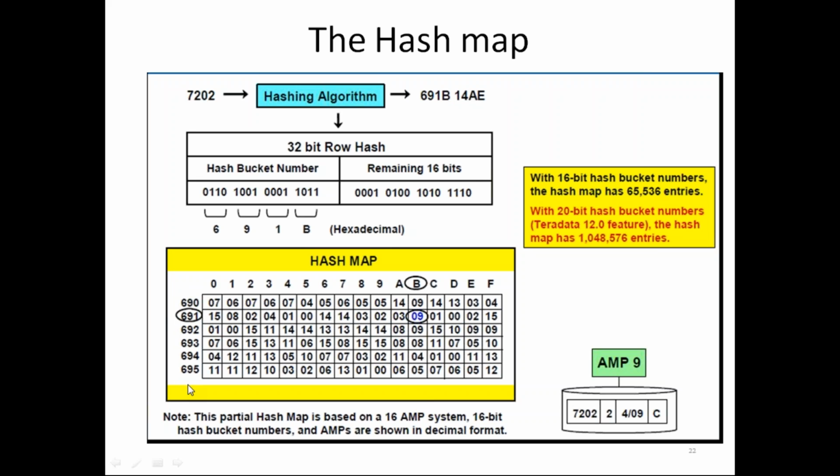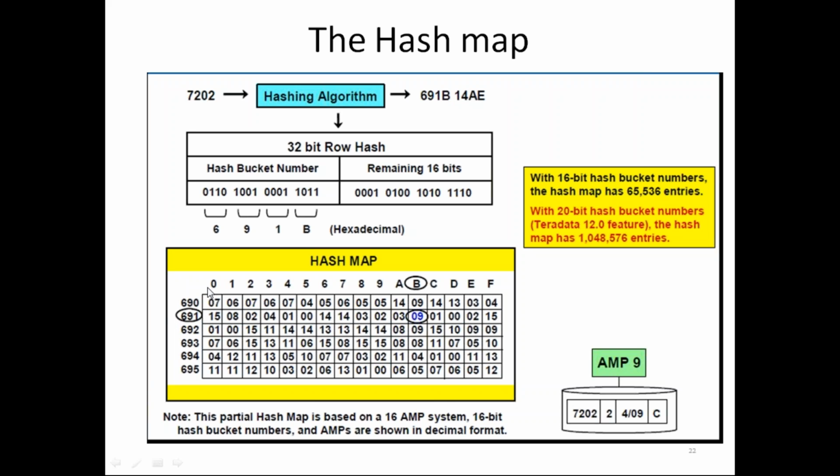You can consider if it is a 32 amp system. For example, we have considered here a 16 amp system. Here, in the hash bucket values, if you observe, the minimum value is 0 and the maximum value is 15. So how many amps do we have? 0 to 15 means 16 amps. So it is a 16 amp system, and this is the hash map of a 16 amp system.